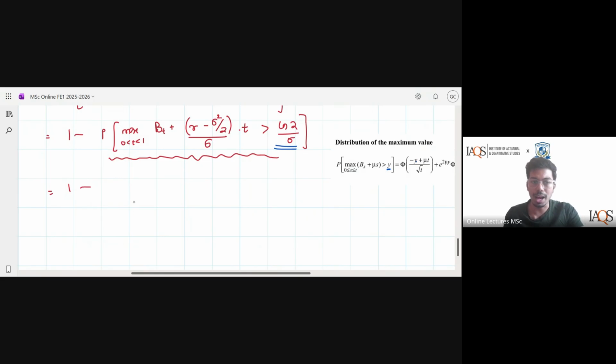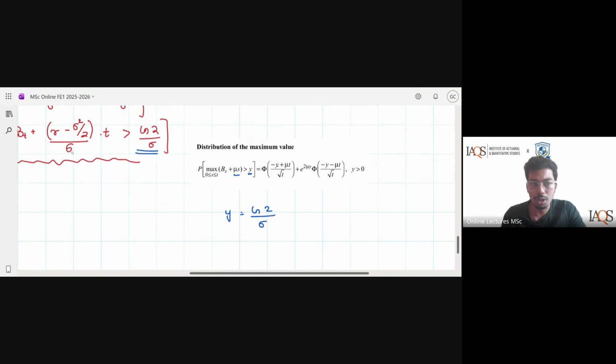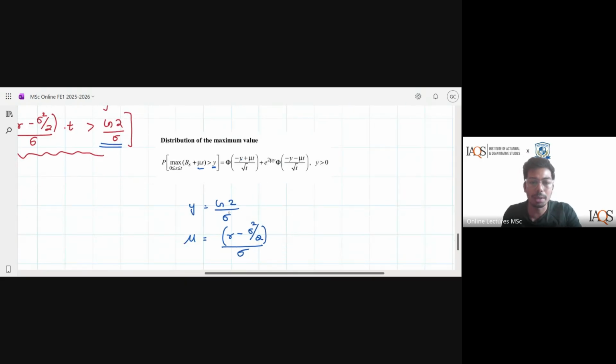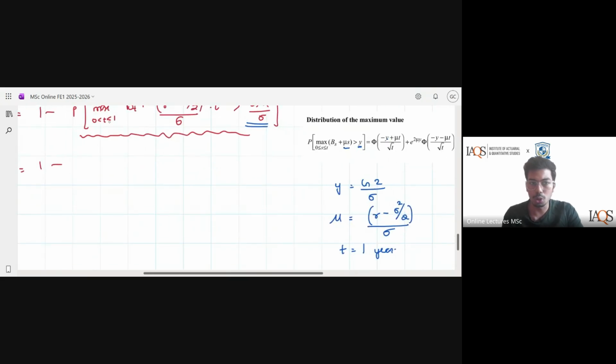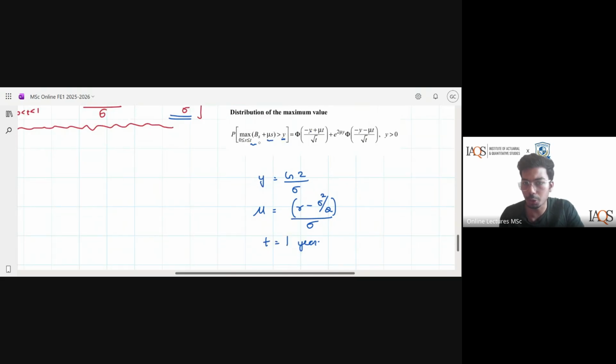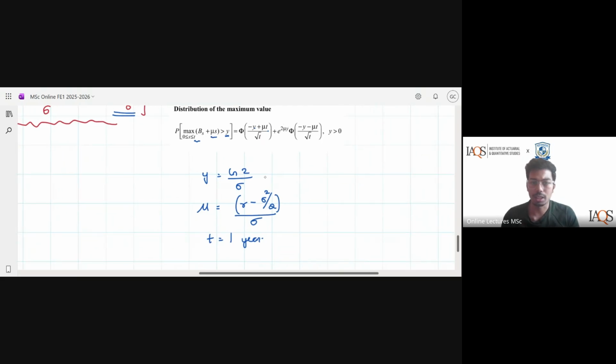Should we actually calculate y, mu, all of that separately and then substitute? It will become easier to write as well. For me, y is what? ln 2 by sigma. Mu is what? (R minus sigma square by 2) upon sigma. So can I say mu is (r minus sigma square by 2) divided by sigma? Do I need anything else? I know time period for me is 1 year because I know 0 to 1. So this is the time value t which they are using, which I know is 1 year. I don't need anything else.